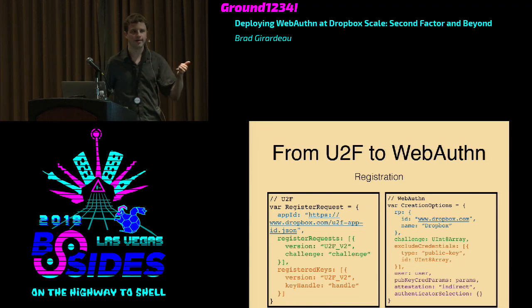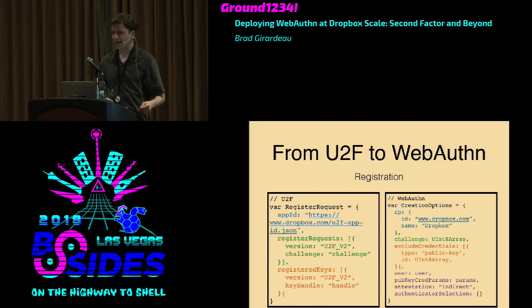So in U2F, you had some identifier for your website, the app ID. You had a challenge in the register request, to make sure that the request is fresh. And you had some registered keys, because you didn't want people registering the same device multiple times. And in WebAuthn, it's lined up, color-coded to show what corresponds. So you have a relying party ID that replaces the app ID. You have a challenge.